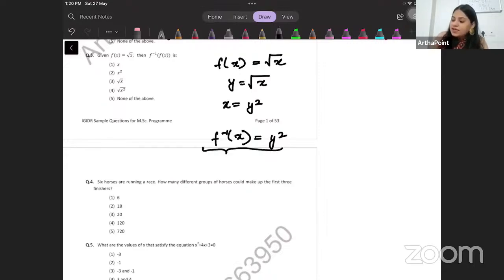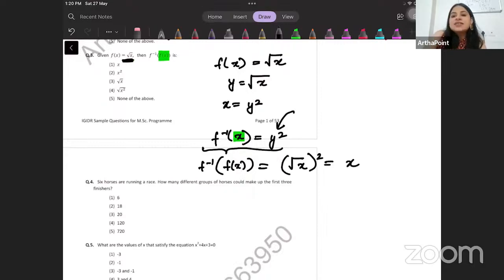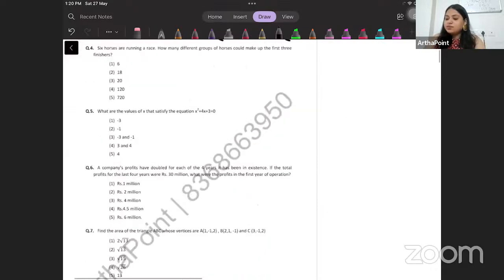So I have found out that f inverse x is y square. Now instead of x, I have to go ahead and put fx. So beta, f inverse fx will be, when instead of y you put fx, and fx was root x. So instead of y, you will put root x. So what will you get? You will get the answer as x. So the answer to this question will be x. I hope this is clear to you. Okay, come to the next question now.